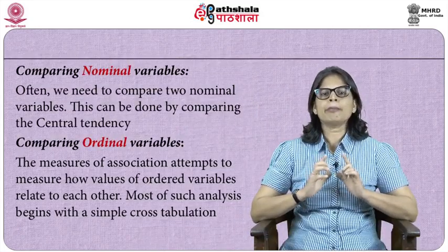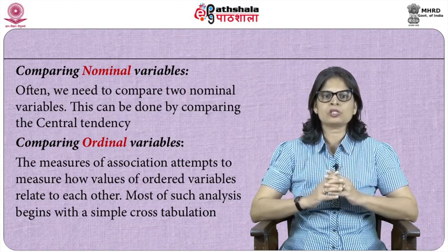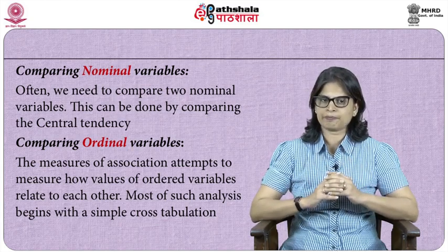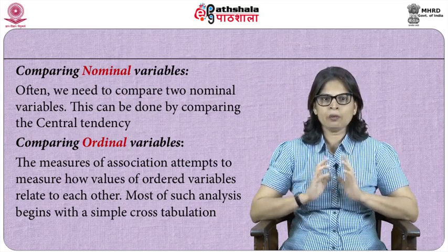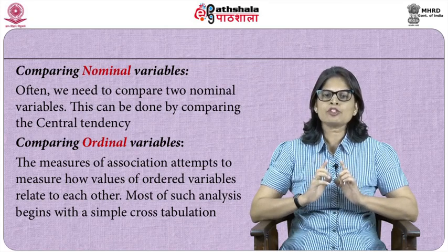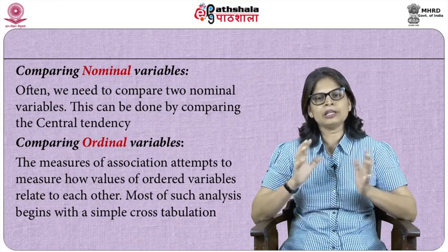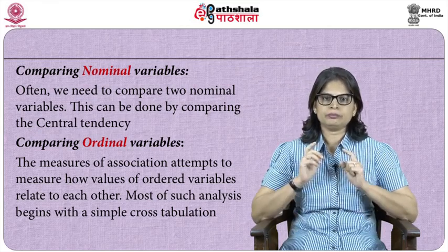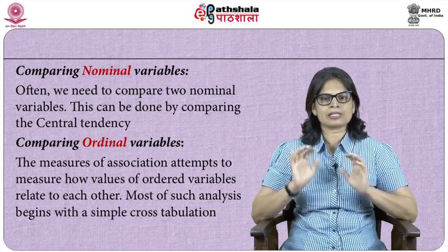Now, how do you compare two nominal variables? Often, we need to compare two nominal variables. For that, we very well can use the measures of central tendency. On the other hand, if we have to compare ordinal variables, then the measures of association attempt to measure how the values of the ordered variables actually relate to each other. Most analysis here begins with a simple cross tabulation.